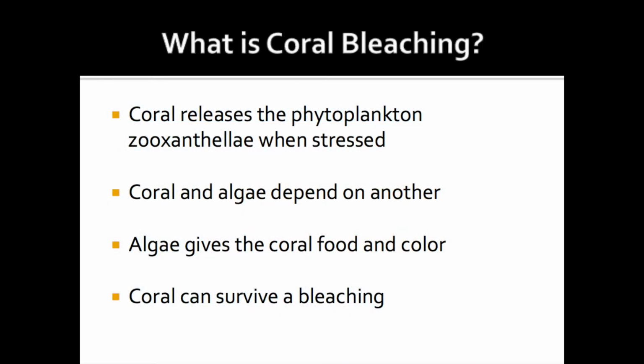Before we ask what coral bleaching is, we must first understand the relationship between coral and algae. That relationship is that they both depend on each other to survive. When the algae is stressed, it will leave the coral. The coral is then left bleached and vulnerable. The algae gives the coral color, helps with food through photosynthesis, and protects the coral. The coral can survive a bleaching, but it is under increased stress and subject to increased mortality rates.